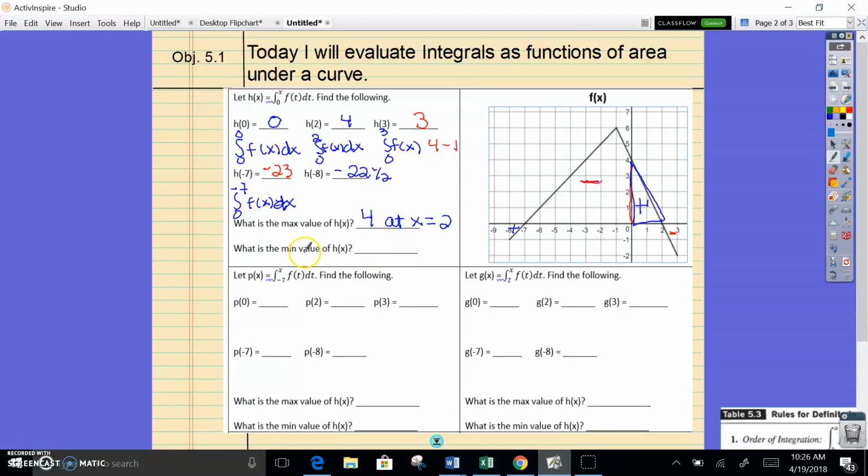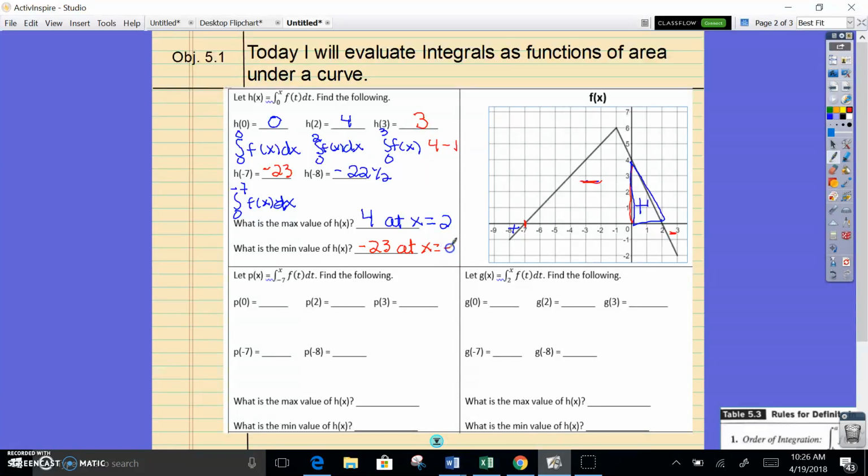So how about the min? If I'm looking for min, I want to get the lowest y value. So basically the most negative area. Well, I know that that's going to happen as I move to the left. I'm going to have a bunch of negative area here, all the way to negative 7. But if I keep going, this positive is going to kind of cancel out some of the negative. So the most negative area I'm going to get happens at negative 7. And I've actually already computed that over here. It's negative 23 at negative 7.